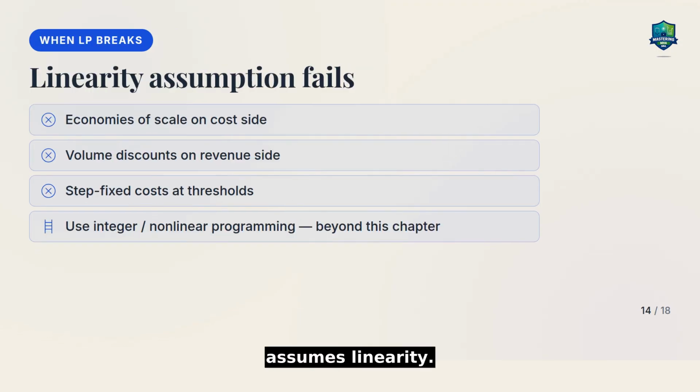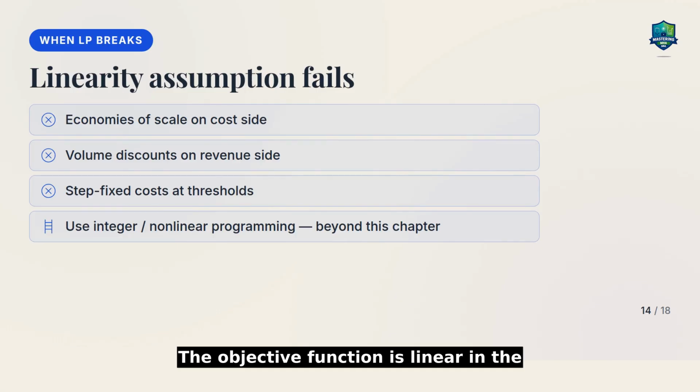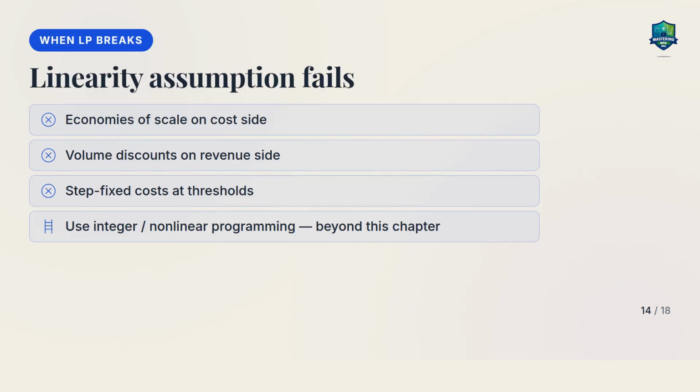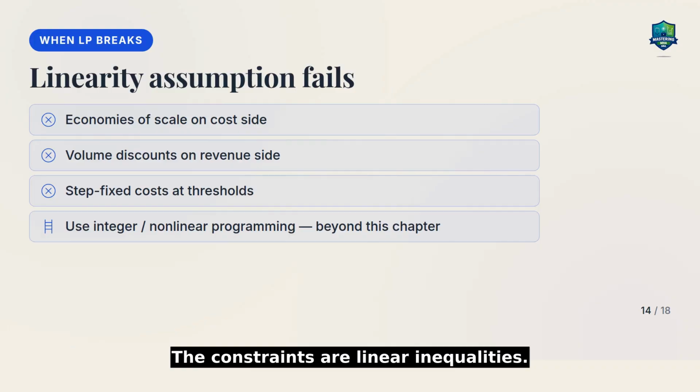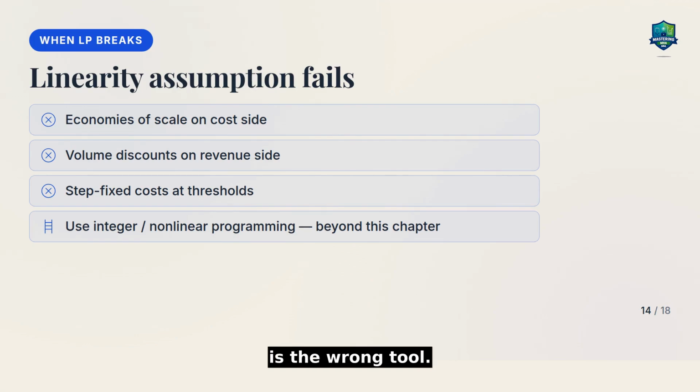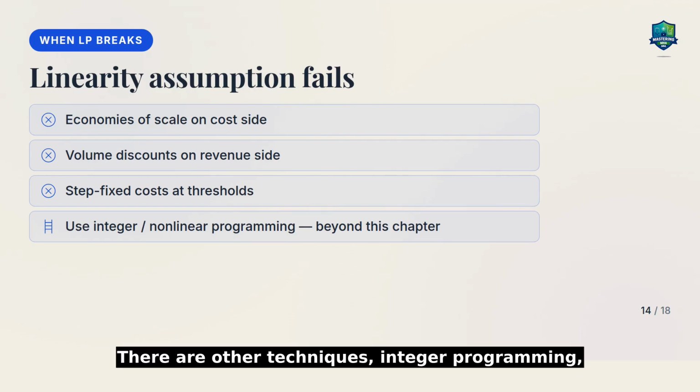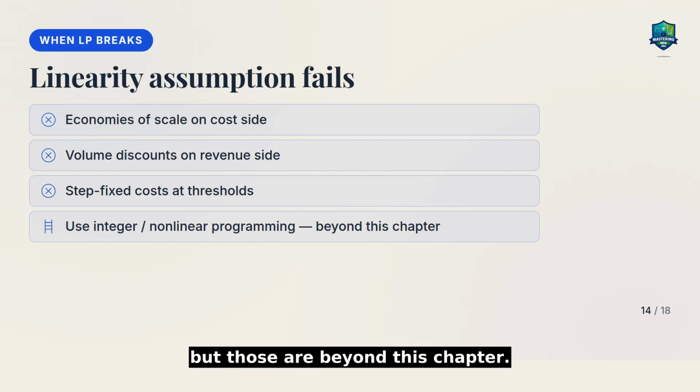LP assumes linearity. The objective function is linear in the decision variables. The constraints are linear inequalities. When the real world isn't linear, economies of scale on the cost side, volume discounts on the revenue side, step fixed costs that jump at thresholds, lumpy capacity additions, LP is the wrong tool. There are other techniques: integer programming, mixed integer programming, nonlinear programming, but those are beyond this chapter.